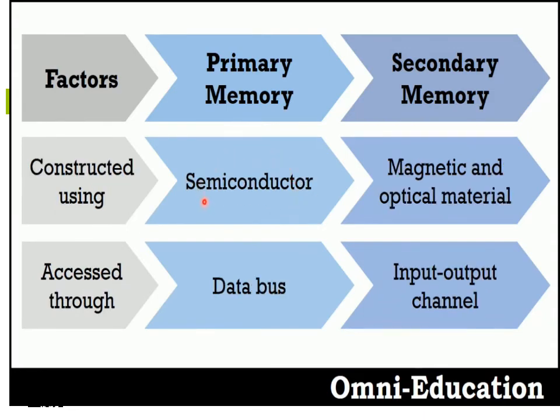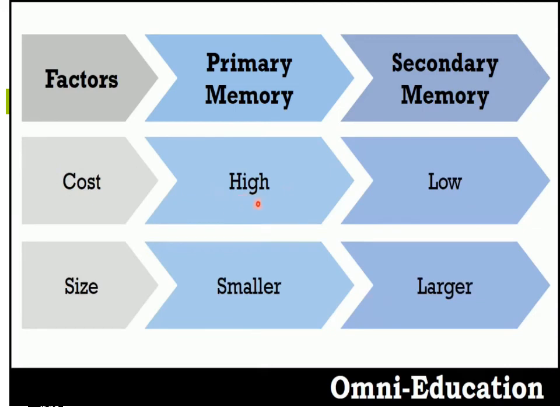Primary memory is constructed using semiconductors. On the other hand, secondary memory is constructed using magnetic and optical material. Primary memory is accessed by data bus. In contrast, secondary memory is accessed by input-output channels. The cost of the primary memory is high, whereas secondary memory is less expensive. A computer has a small primary memory. On the contrary, a computer has a larger secondary memory.